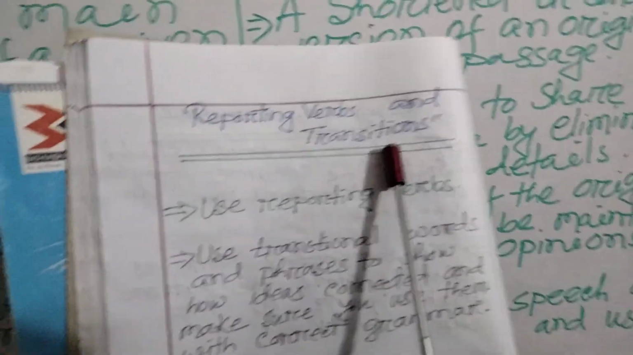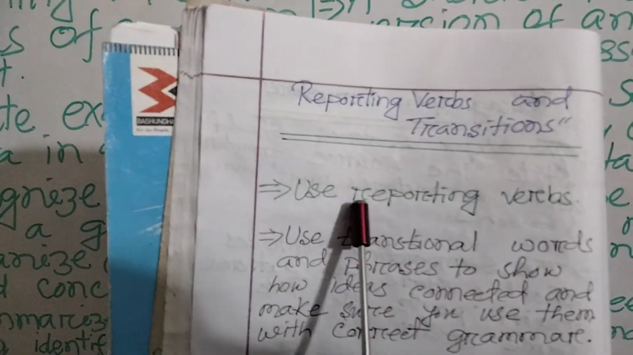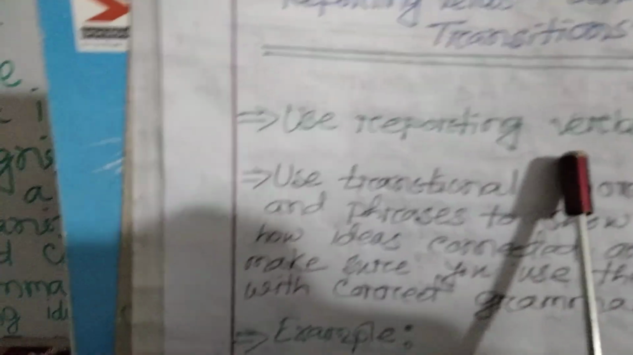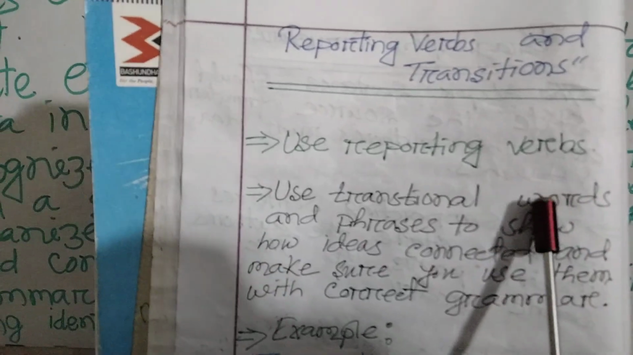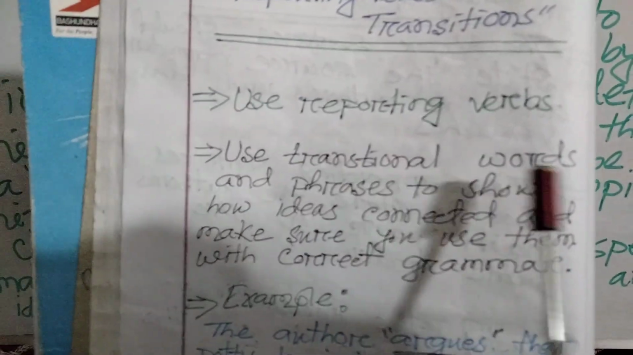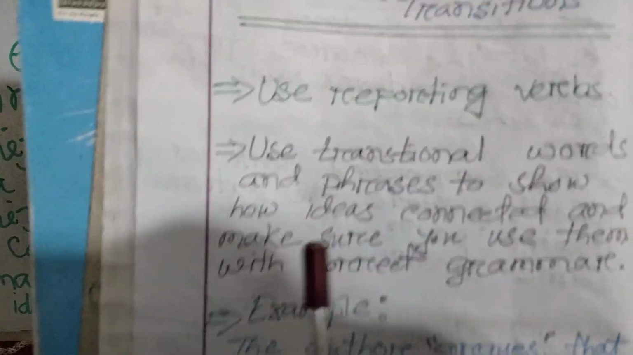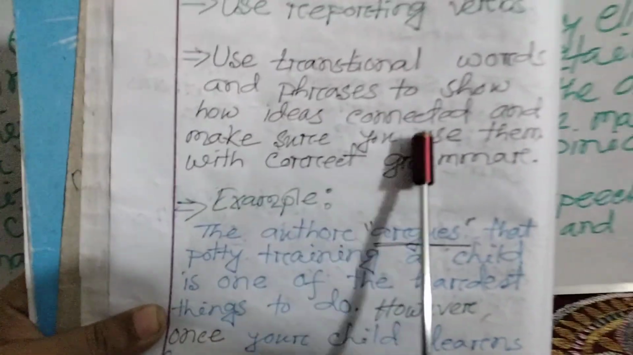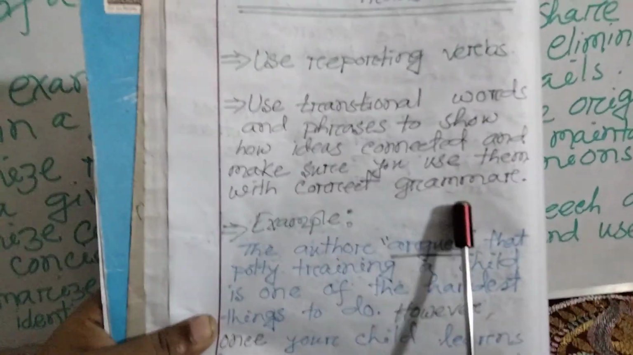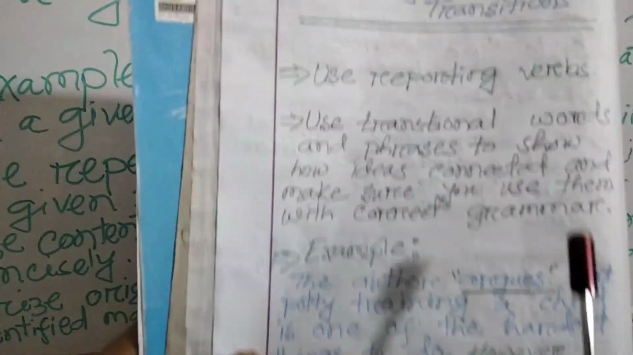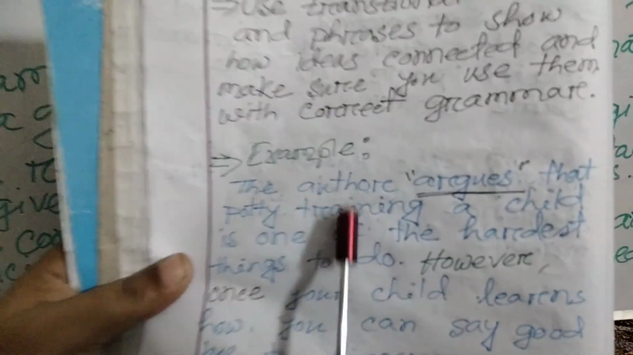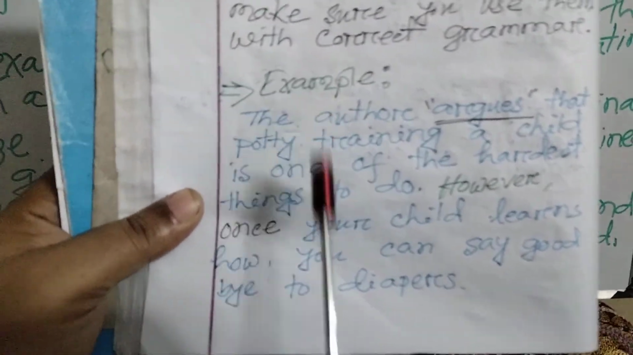Now we will know reporting verbs and transitions. It is very important for your summary. Use reporting verbs in your summary, and use transitional words and phrases to show how ideas are connected, and make sure you use them with correct grammar. Okay, all of you, I have given an example and written it here. You can see it properly.